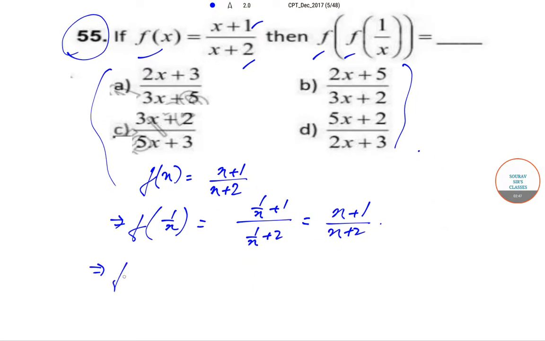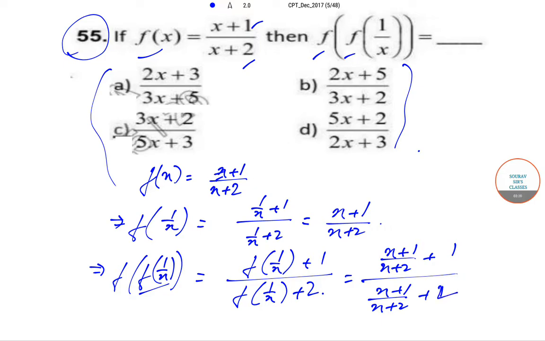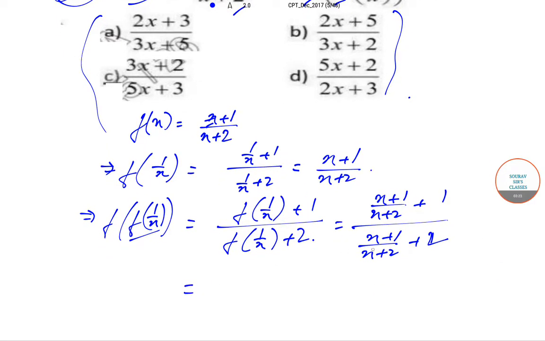Now if we find f of f of 1 by x, this will be equal to f of 1 by x plus 1 upon f of 1 by x plus 2, since in place of x we have put f of 1 by x. Now f of 1 by x, as we have already found out, is x plus 1 by x plus 2, so x plus 1 by x plus 2 plus, there is a 2 over here. So this x plus 2 in the denominator is cancelled out, and we are left with twice x plus 3 by thrice x plus 5.